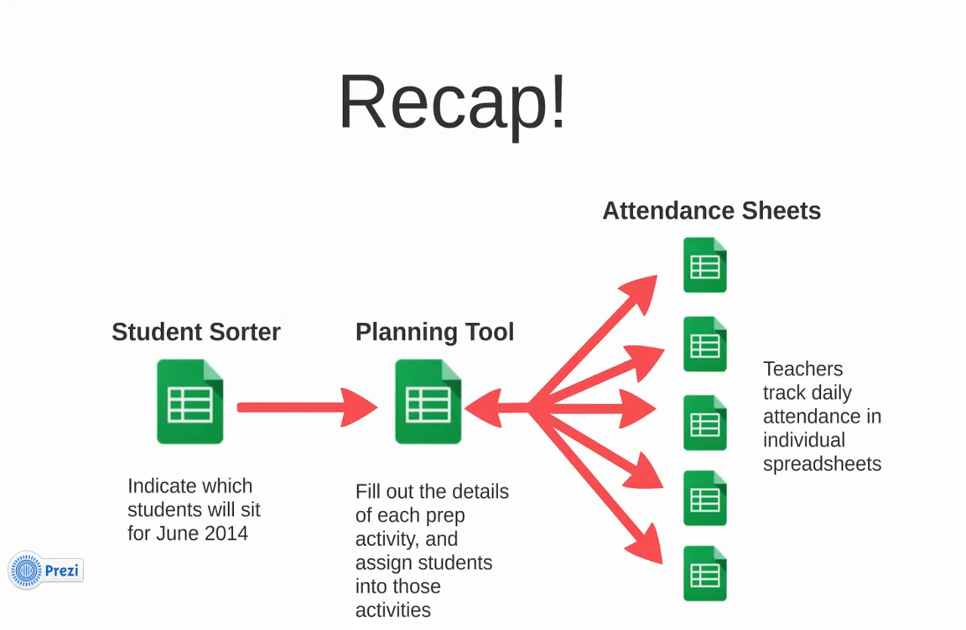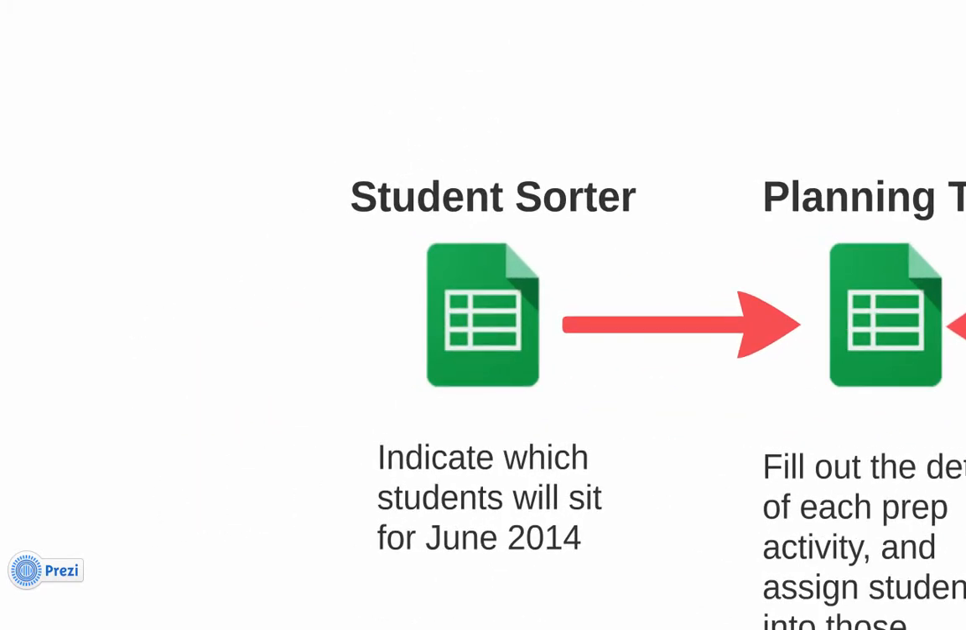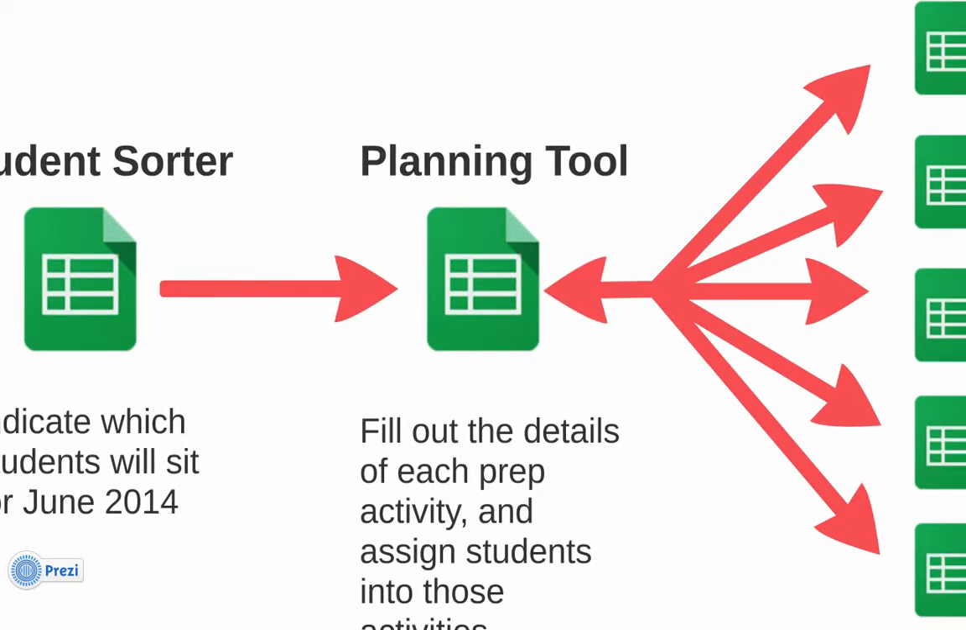So that's basically it. We've covered a lot in a short amount of time. Let's quickly recap how the system works. First, you indicate which students are sitting for which upcoming Regents exams in the student sorter. Next, in the NV Custom Functions menu in the sorter, you launch a Regents Prep Planning tool, which will pull each of these students into a new spreadsheet with a row for each exam. In the Planning tool, you will establish each of your prep activities, including which teacher will be leading them. Then you assign students into these activities.